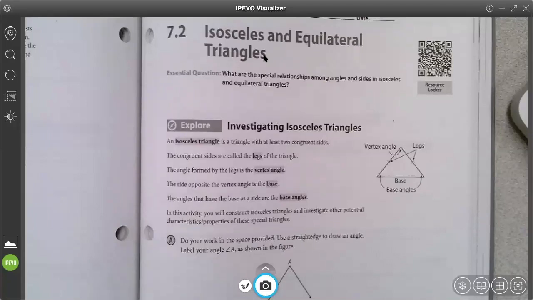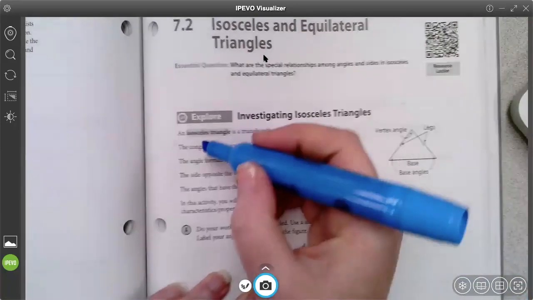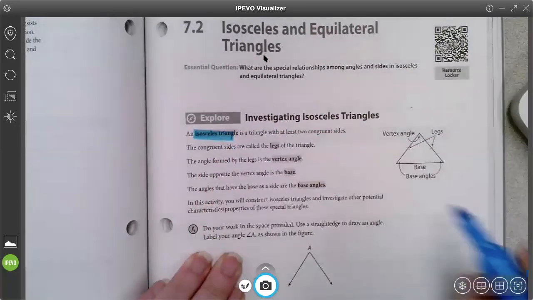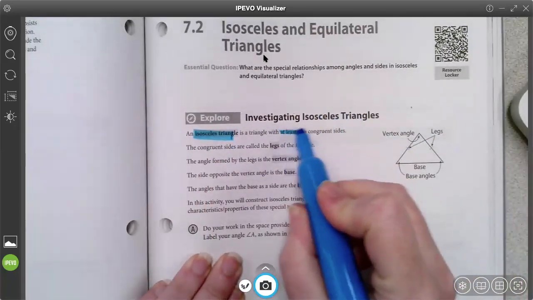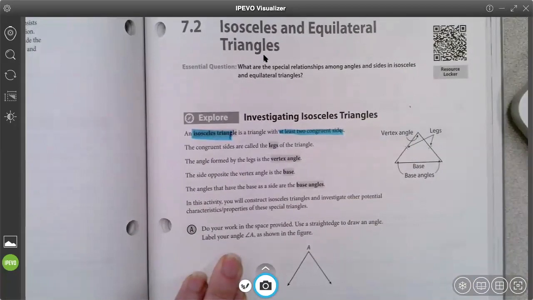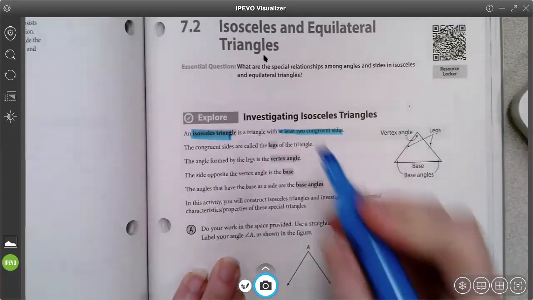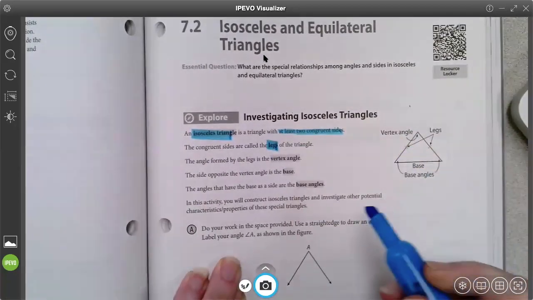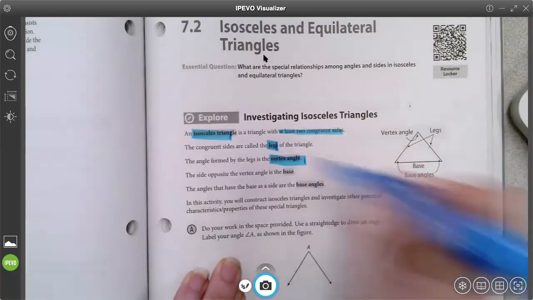So as we're starting on page 327, you can see that we have a lot of vocabulary words here to learn. Our first section is on isosceles triangles. An isosceles triangle, as the text says, is a triangle with at least two congruent sides, so it's worth noting that there could be more than three. Those congruent sides are called the legs, and the angle formed by them is called the vertex angle.